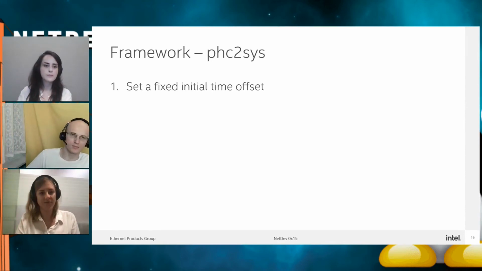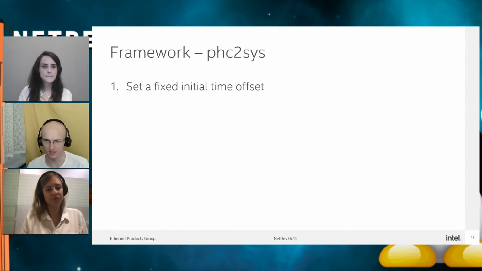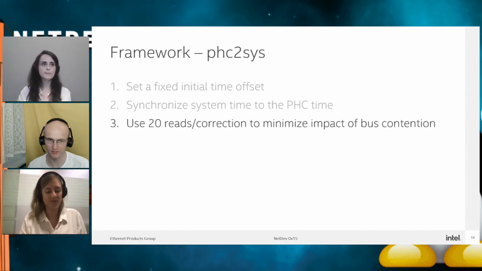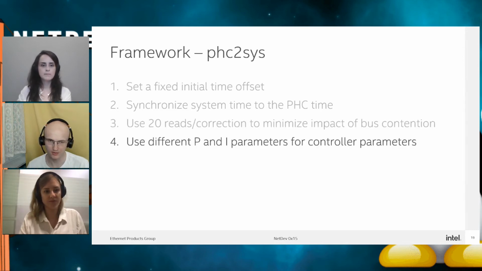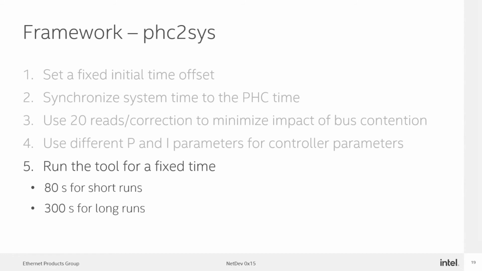Okay, so we started the POC with the PHC2sys tool. At the beginning of each run, we set a fixed initial offset between the device under test and the system time, so that all runs have the same starting conditions. Then we started the tool, the PHC2sys, to synchronize the time. We used 20 reads per each correction to minimize the impact of past contention. We used obviously the different P and I parameters that a given creature had, and then ran the tool for a fixed time.